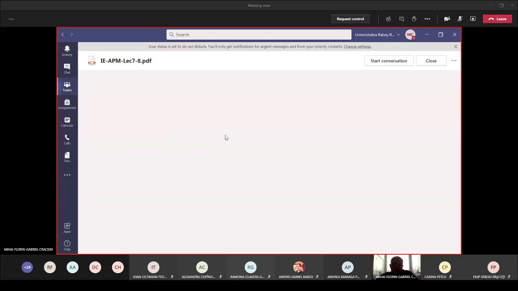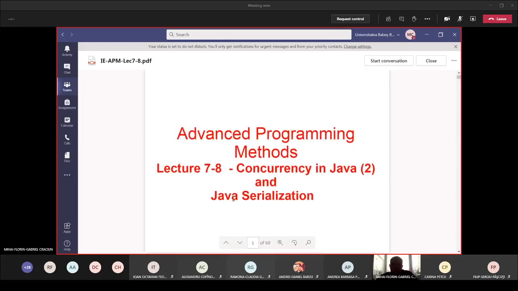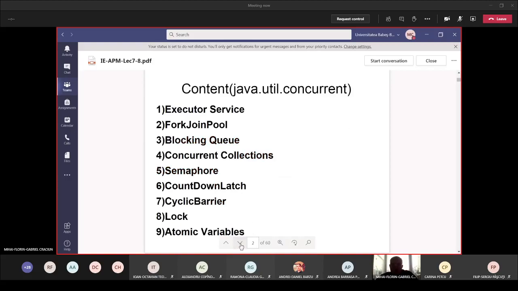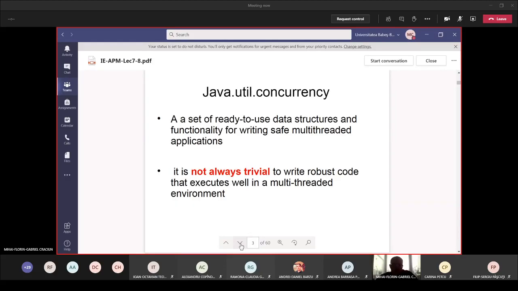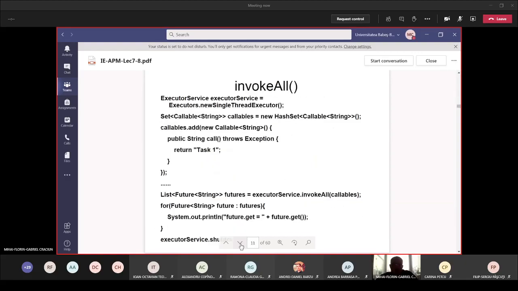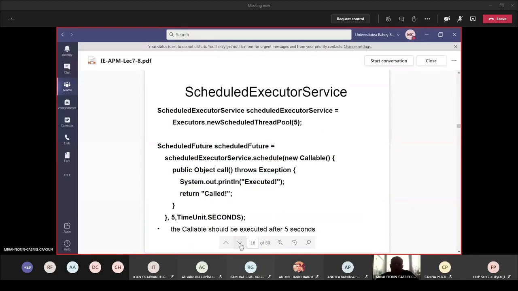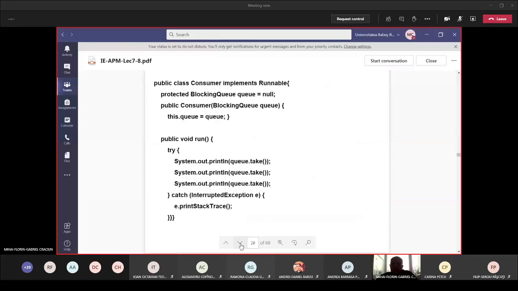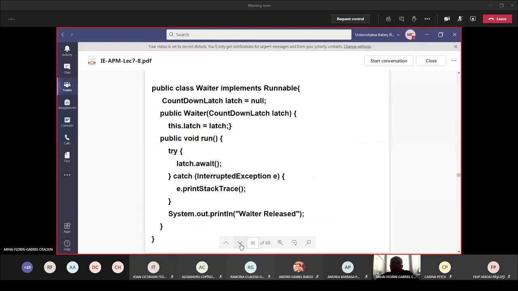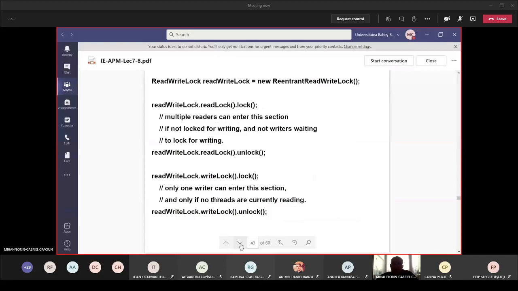Lecture 7, 8. Here we continue the discussion about concurrency. Also, this is important. Perhaps I can use a semaphore or countdown latch, and you have to understand its execution and explain to me what happens with that program.